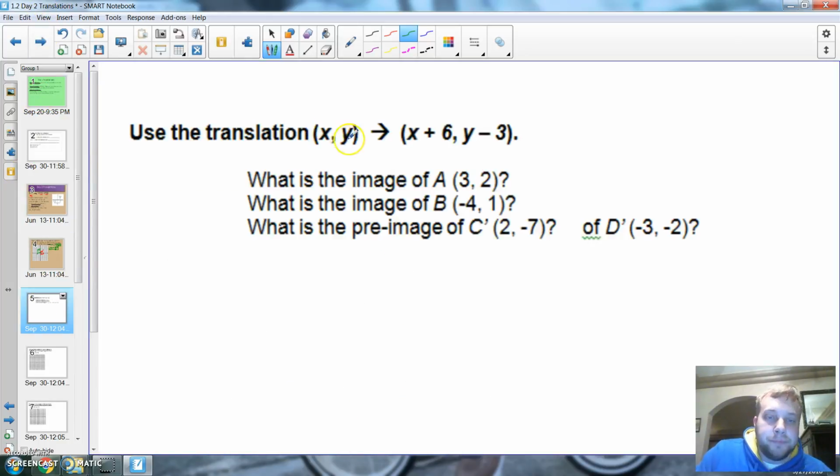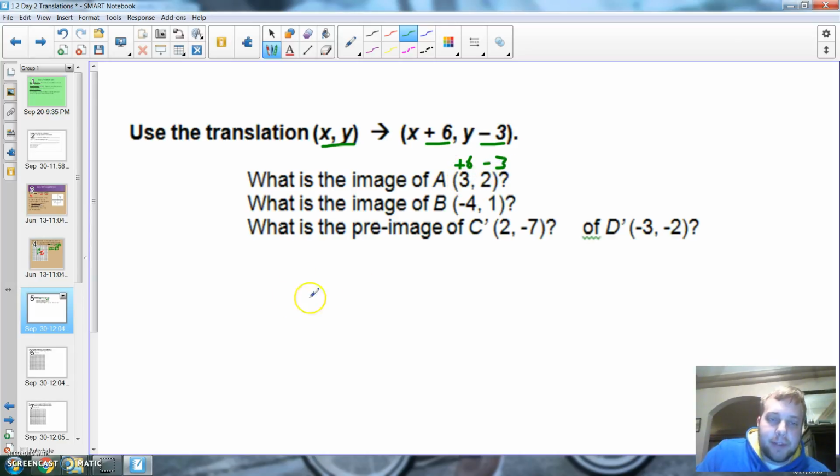Alright, let's try another one. So, we want to go from normal xy into adding 6 to our x and minusing 3 from our y. So what is the image of this? Alright, so I am going to add 6 onto this, remember, and minus 3 onto that.